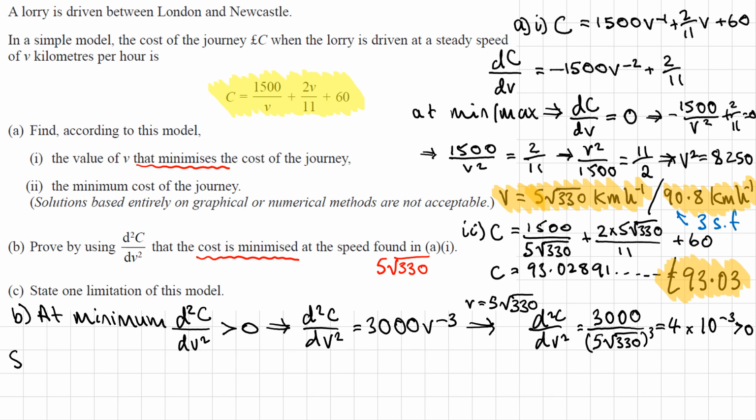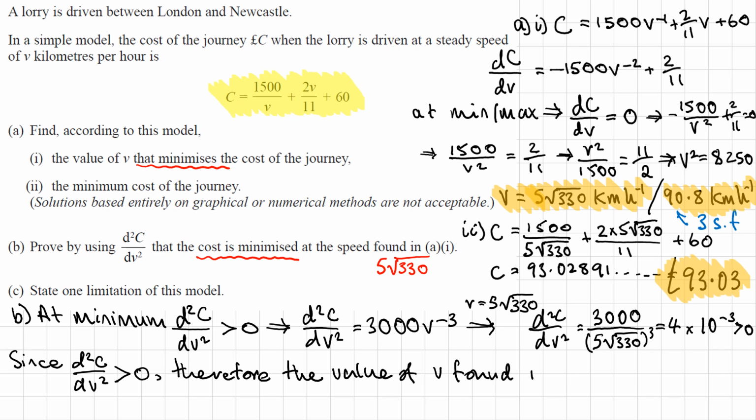So we conclude that since the second derivative is greater than 0, therefore the value of v found is a minimum.